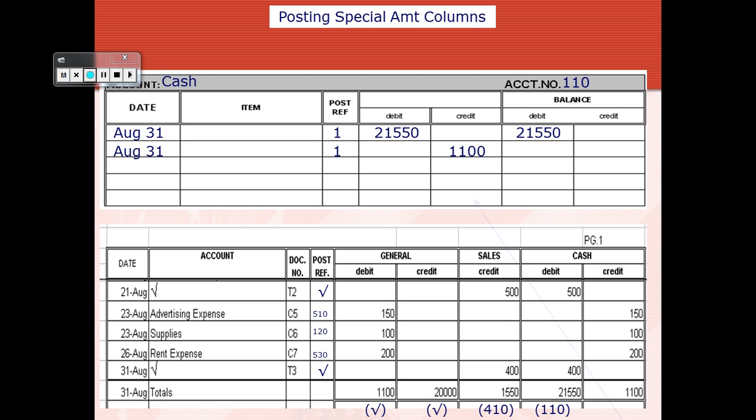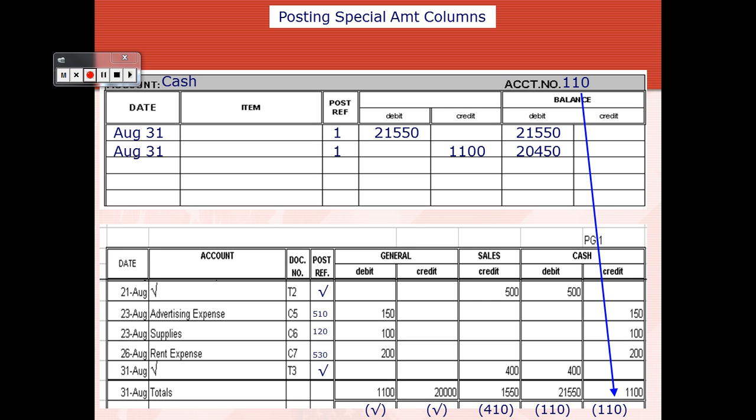Alright, so we subtract that 1,100, and our new balance in our cash general ledger is now 20,450 because we subtracted that 1,100 from the 21,550 to give us our new balance in cash. And then last thing, take that account number, put it at the bottom there, good to go.